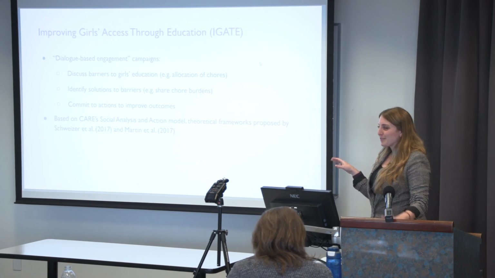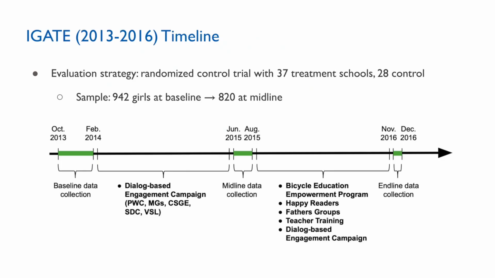And so the interesting thing about this randomized control trial, the evaluation strategy we took here, is that we have a random set of treatment and control schools, and these eligible schools were randomly assigned to either receive this set of interventions or be part of the control group.